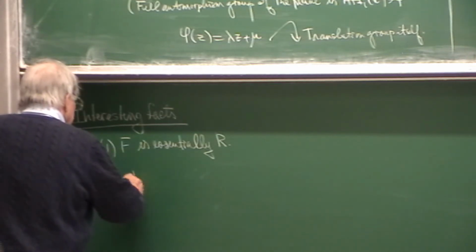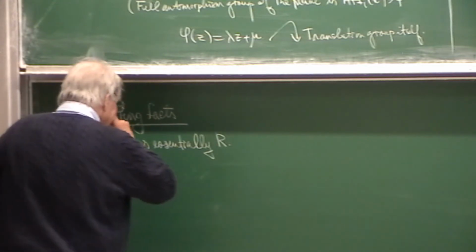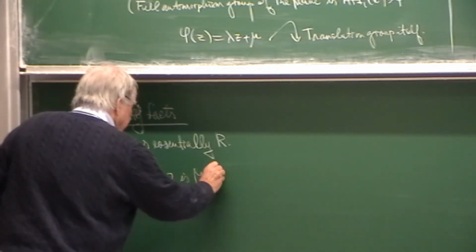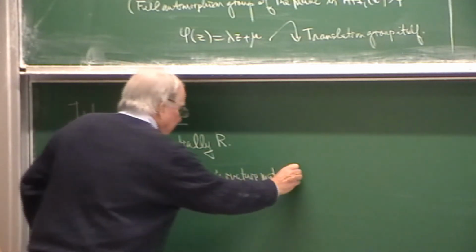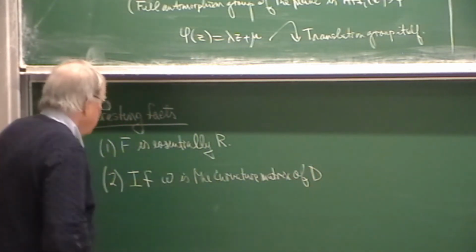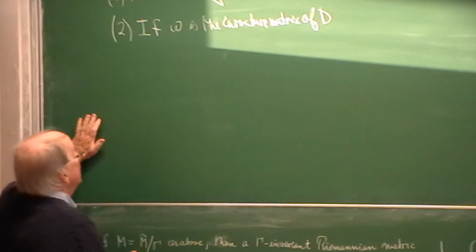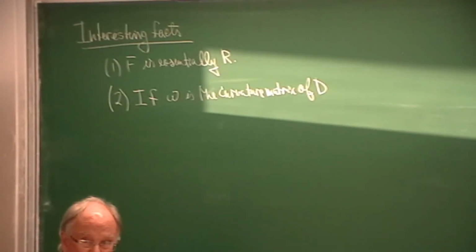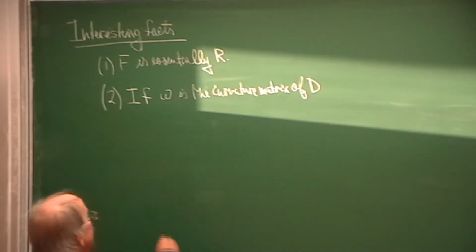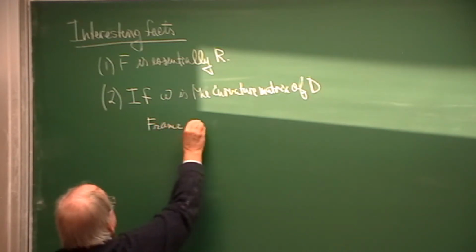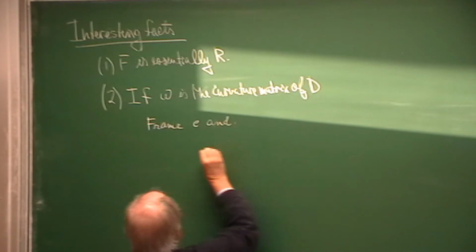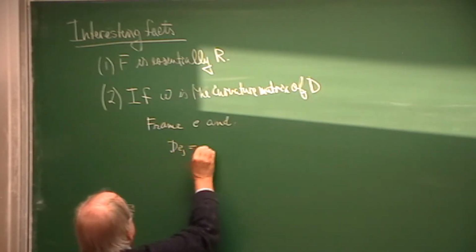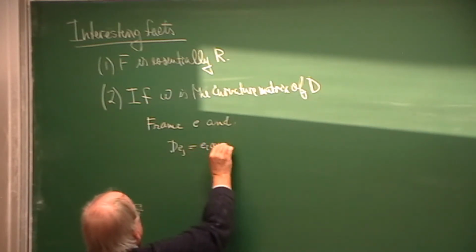Two, if omega is the curvature matrix of D, let's remember what this is. We've forgotten all this stuff. I mean, we get tired and forget. This means you have a frame E, and D of E_J equals E_I tensor omega_IJ.